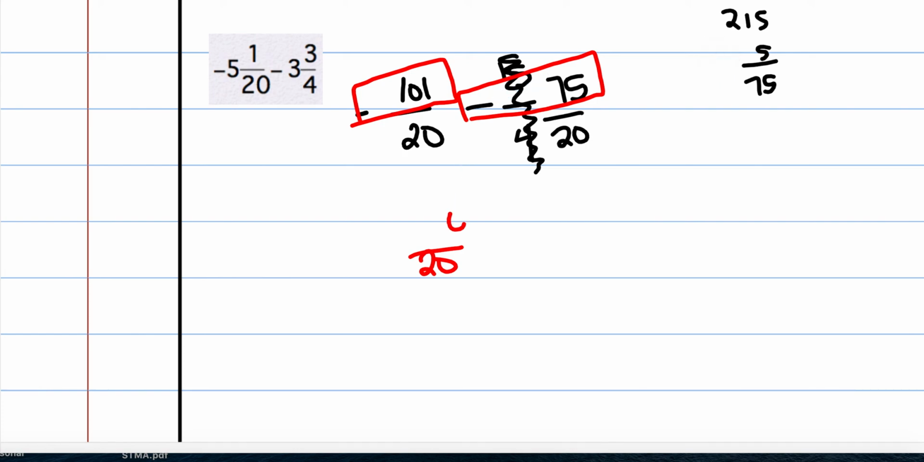So that would give me a negative 176. So how many 20s can go into 176? It can go in 8 times, which would give me 160, which gives me a leftover of 16/20. Do not forget to bring the negative with. So now that can be simplified to a negative 8. 4 can go into both of those, 4/5. So the answer is a negative 8 4/5.